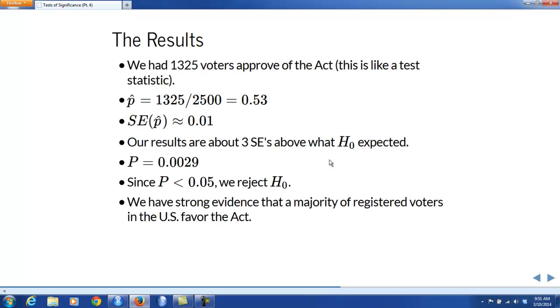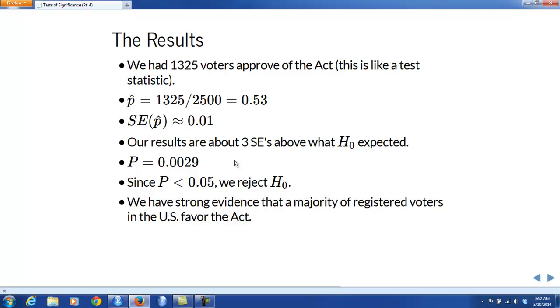This is a two-sided test, so we don't have to worry about the alternative argument. If you run that code and look at the results, you'll see that p hat is computed to be about 0.53, 53%. The standard error for p hat is computed to be about 1%. So p hat came out 53%, 3% higher than what the null was expecting. The standard error is 1%, so our results are about 3 standard errors above what the null hypothesis expects.